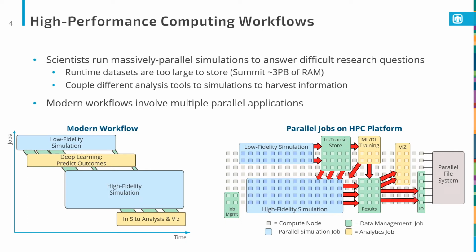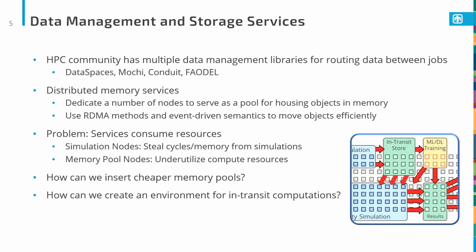The figure on the right shows how these parallel jobs are mapped to the compute nodes of an HPC platform. As this diagram shows, data management services are used to move data between jobs and cache data to improve asynchronous data flow through the platform. The HPC community has implemented multiple data management libraries for routing data between parallel applications in a workflow. These libraries include Dataspaces, Mochi, Conduit, and Faodel. These libraries typically implement distributed memory services on a collection of compute nodes, and then use remote DMA methods and event-driven semantics to move objects between jobs.